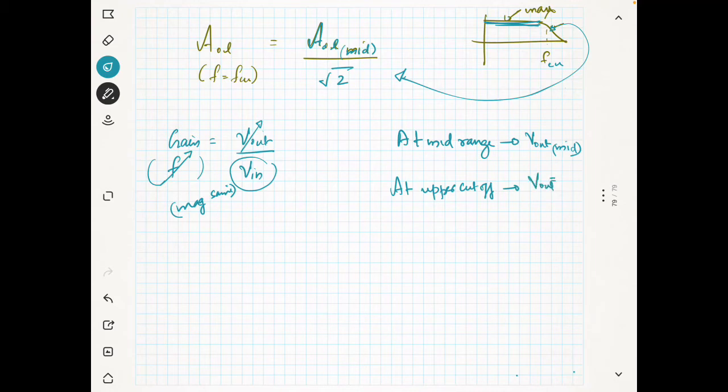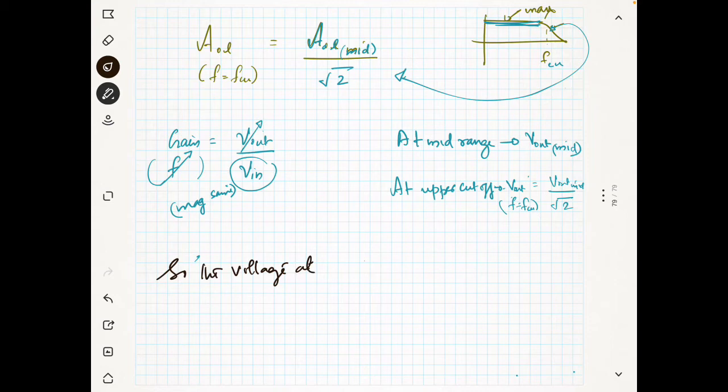V out at f equal to FCU is nothing but V out mid divided by square root of 2. That's why you are getting the gain also as a square root of 2. That means that the voltage at critical frequency will be 1 by square root of 2 times the mid-range value.